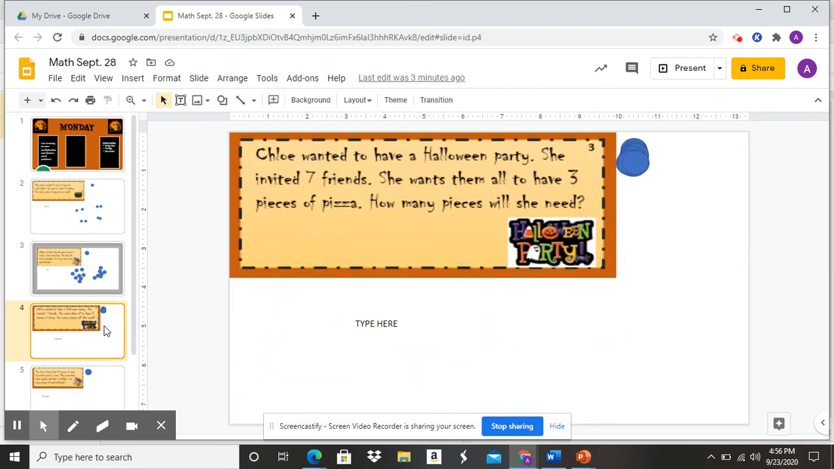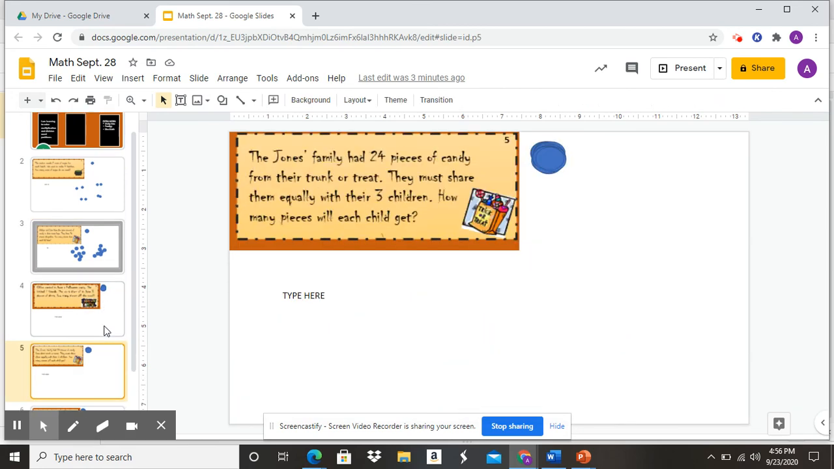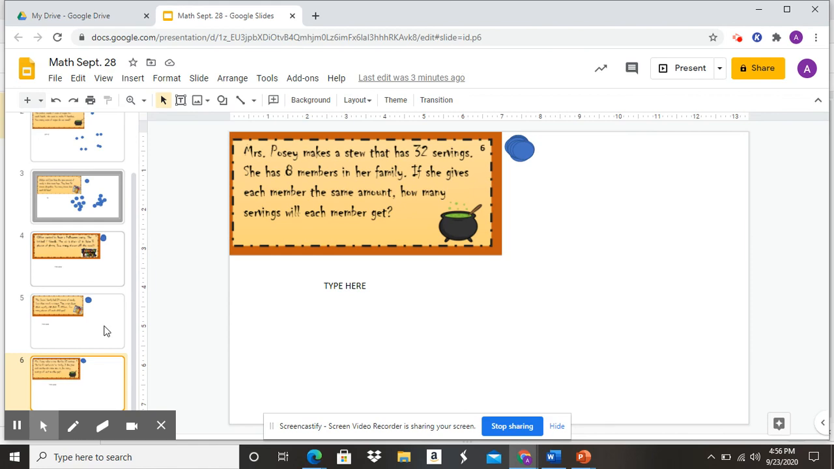So you'll complete slide 4, slide 5, and slide 6, and then you will submit the assignment.